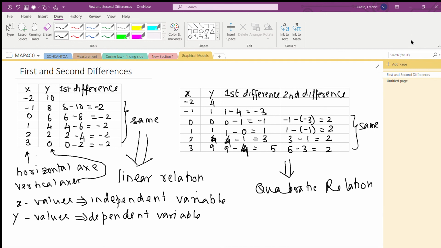All right, so hopefully this is useful for you to distinguish between first and second differences. First differences give you a linear relationship. The second differences, when they are the same, give a quadratic. But when you're trying the first differences, remember, if the first differences are not the same, you always need to go to the second ones to test it.